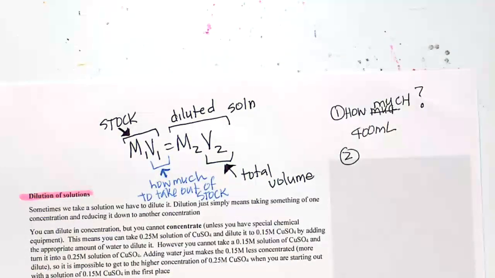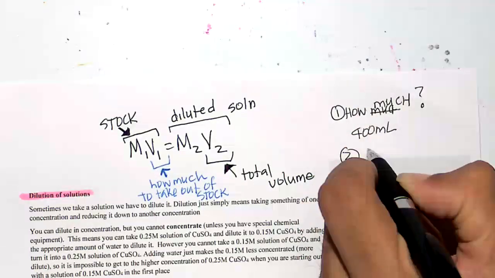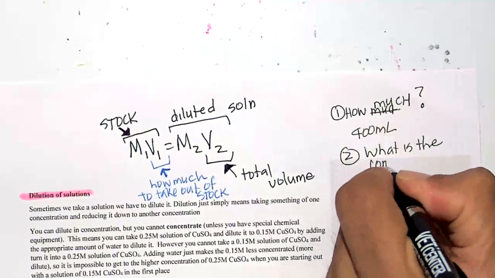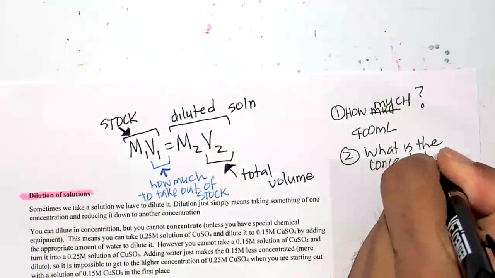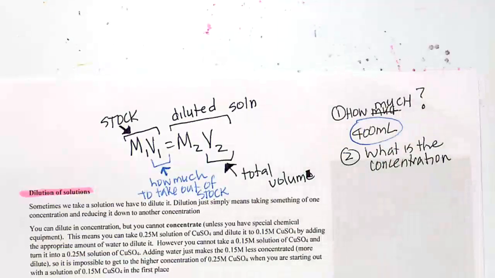To make a diluted solution, the second thing is, what is the concentration that you want to make? So we'll make 400 milliliters. And what concentration do you want to make, Gerardo? Can the concentration you want to make be more than 0.057 or less than 0.057? It has to be less.